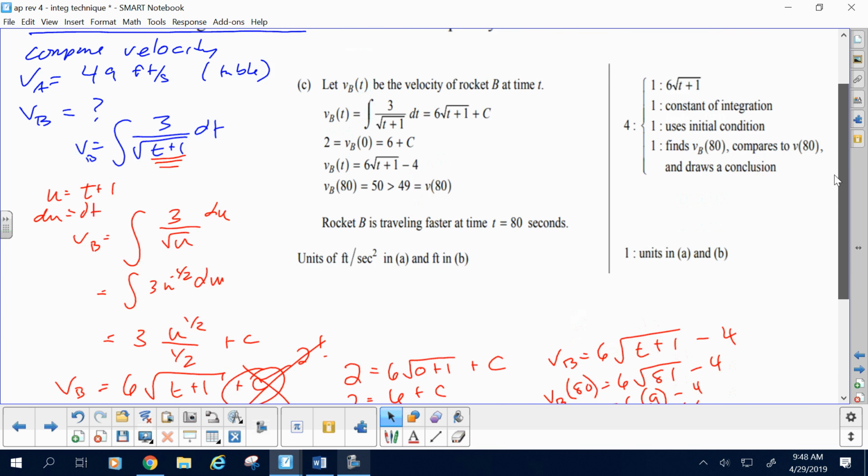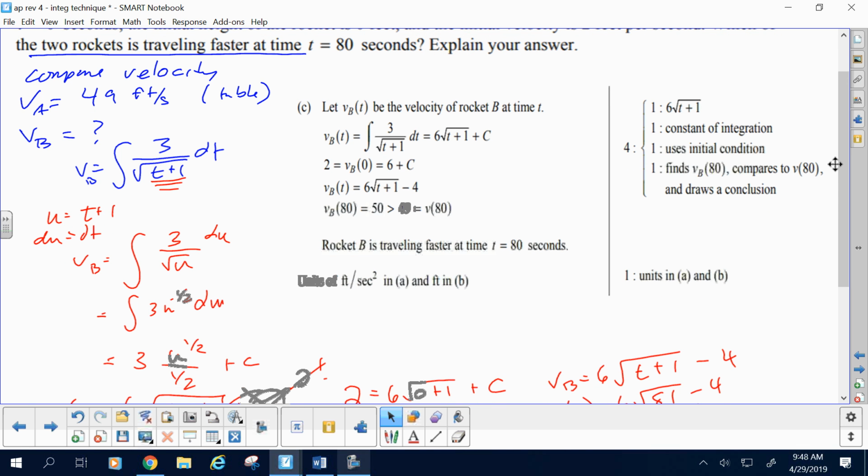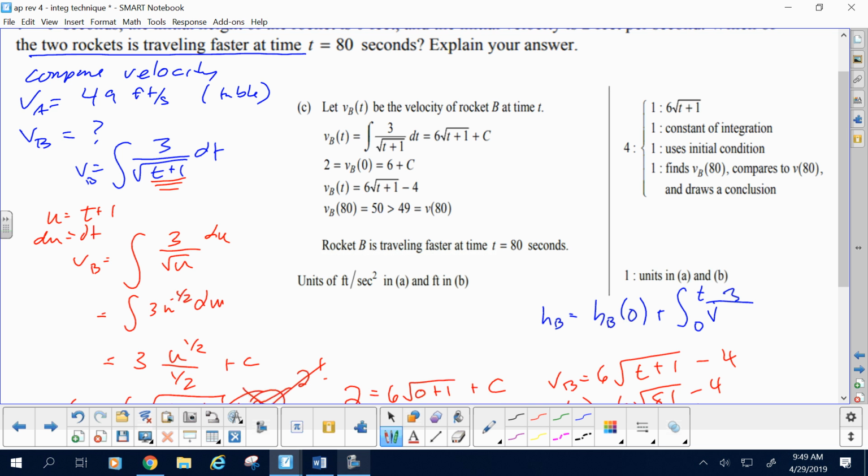All right, so in terms of points, first was, did you get the antiderivative correct? Is the antiderivative 6 root t plus 1? Second is, did you get a constant of integration? Now, if you did this in a fundamental theorem kind of way, if you did something like the height of B is height initial plus the change, then your points will be a little different. 3 over root x plus 1, that is another possibility, to do fundamental theorem with a definite integral. But at any rate, these 2 points are using the initial condition and integrating properly. And then the last is, did you compare correctly to rocket A and conclude that B is traveling faster? Yes? That was 4 points.